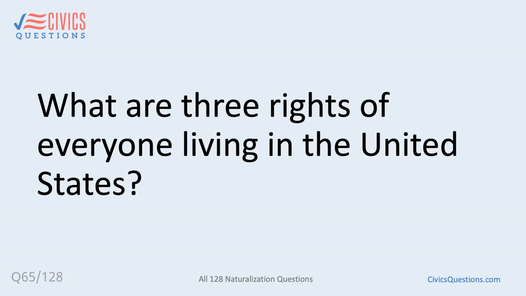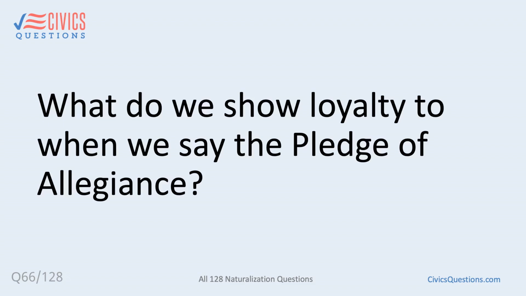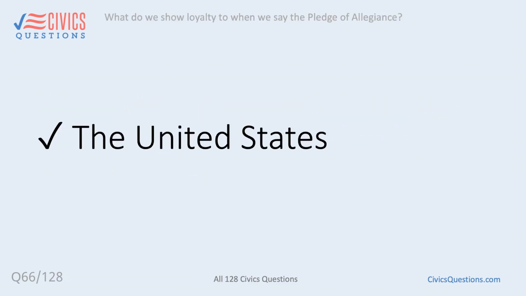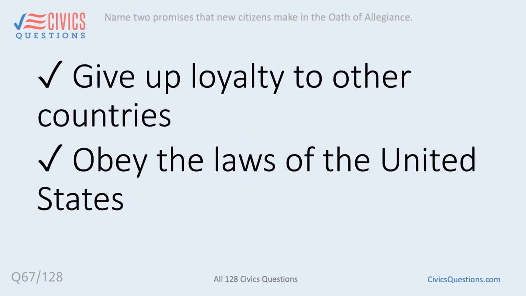What are 3 rights of everyone living in the United States? Freedom of expression, freedom of speech, freedom of religion. What do we show loyalty to when we say the Pledge of Allegiance? The United States. Name 2 promises that new citizens make in the Oath of Allegiance. Give up loyalty to other countries. Obey the laws of the United States.